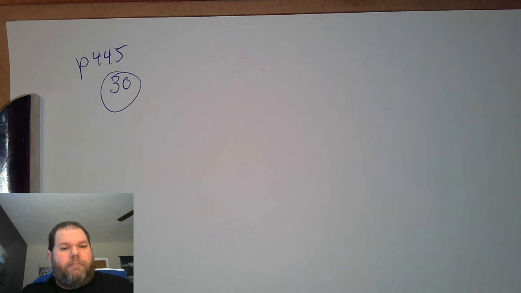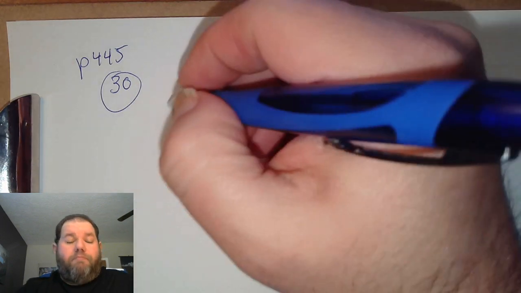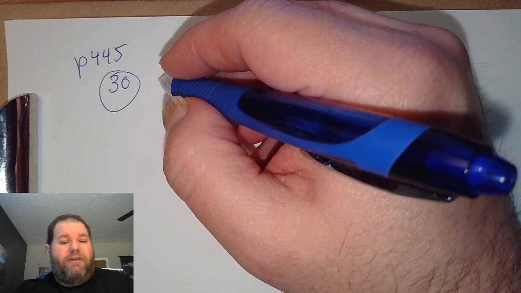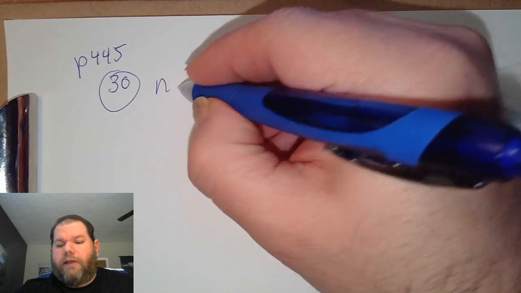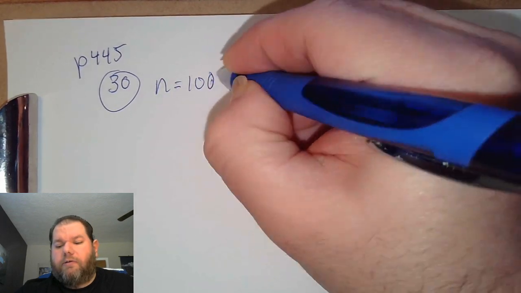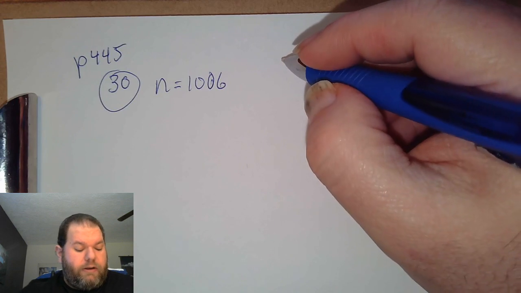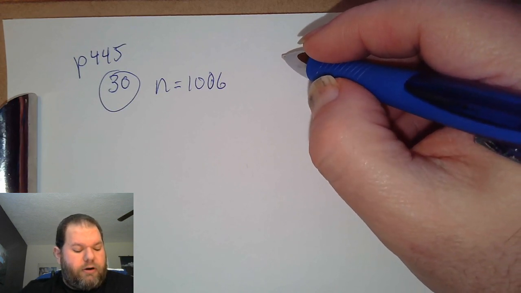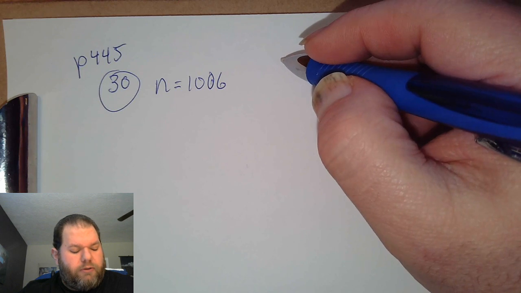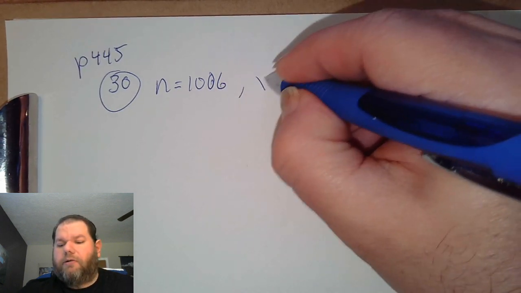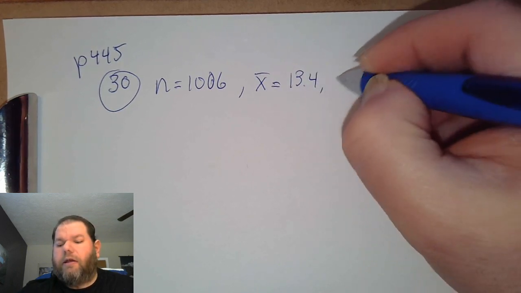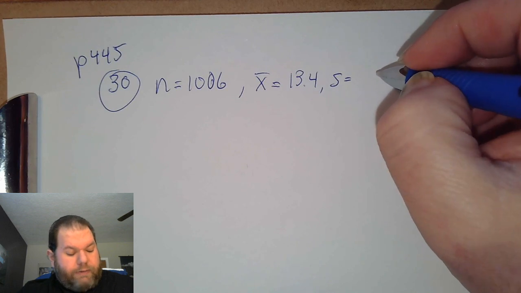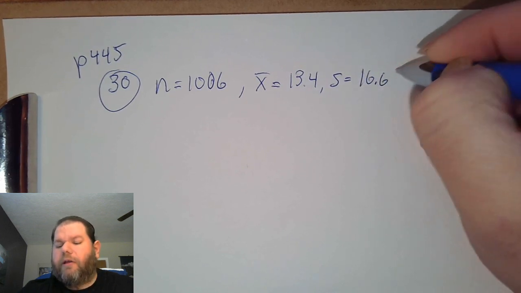Whenever it says interpret, that means write a sentence describing what actually has happened, and we'll be able to write a little bit more descriptive sentence this time since we have context. So the poll asked 1,006 Americans during the past year how many books, either hardcover or paperback, did you read either all or part of the way through. So we got X bar is 13.4 and S is 16.6.